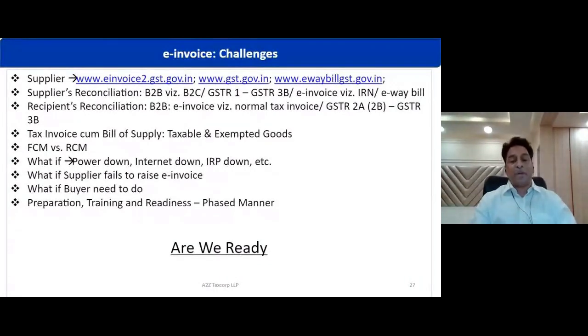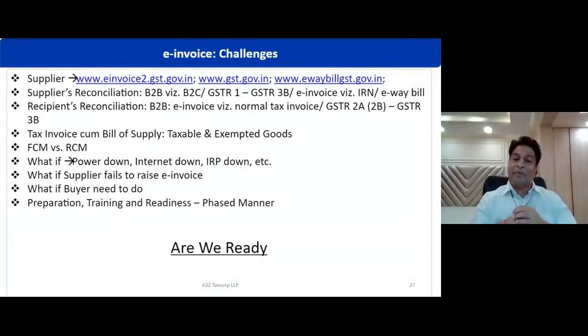In my humble opinion, in such a case you need to bifurcate. Taxable supplies should be put under a tax invoice for generation of e-invoice, and exempted supply and the bill of supply should be excluded from generation and routing through IRP. As per me, as of now, till the time clarity is provided.